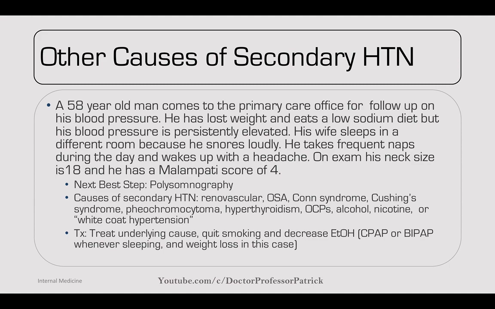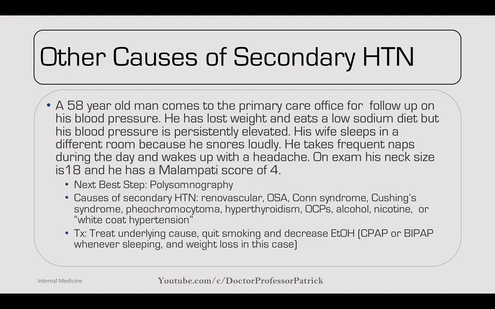Other causes of secondary hypertension would be a 58-year-old man with primary care office following up on his blood pressure. He's lost weight, he eats a low-sodium diet, but his blood pressure is persistently elevated. His wife sleeps in a different room because he snores loudly, and he takes frequent naps during the day, and he sometimes wakes up with a headache. On exam, his neck size is 18, and he has a Mallampati score of 4, where you cannot even see the uvula because the tongue and palate is so close together. So your next best step would be a polysomnography test.